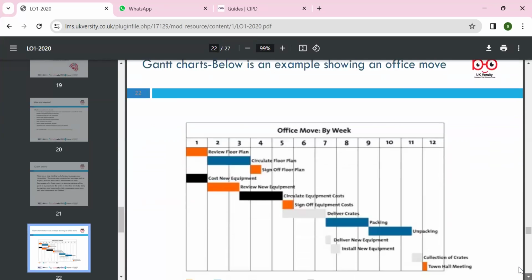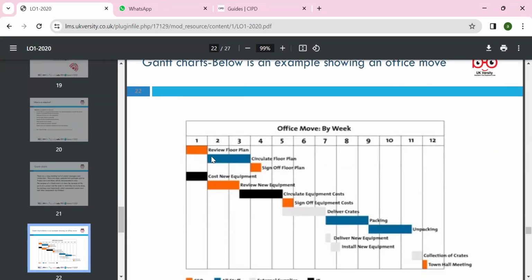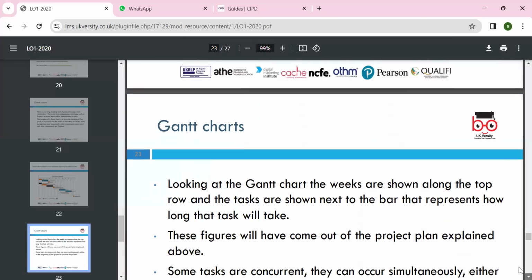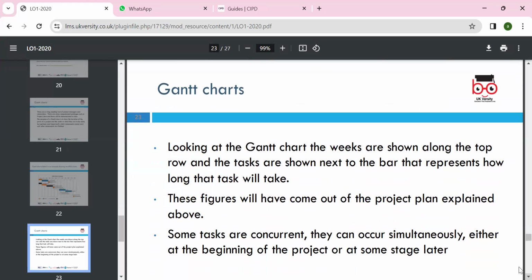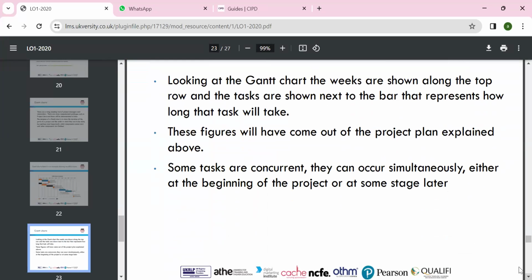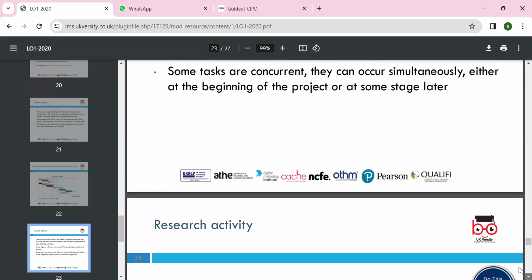So you will see here the Gantt chart. We do the floor plan, and it can be different sorts, showing how the project will be completed week by week: week 1, week 2, week 3. It can be any project of your choice. Looking at the Gantt chart, the weeks are shown along the top and the rows in which we can create. I'll give you the template which we can use to create it. Some tasks are concurrent; they can occur simultaneously, or begin at a later stage of the project.